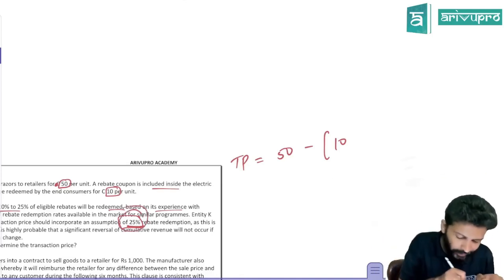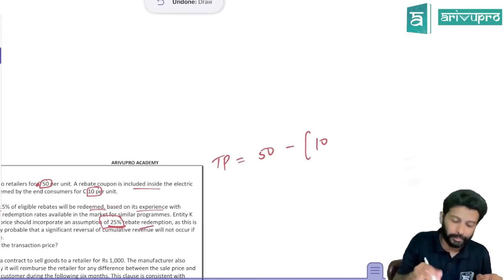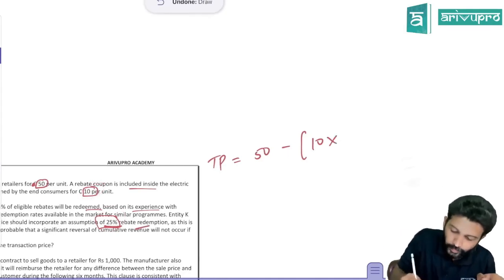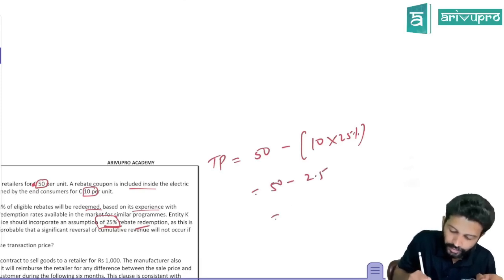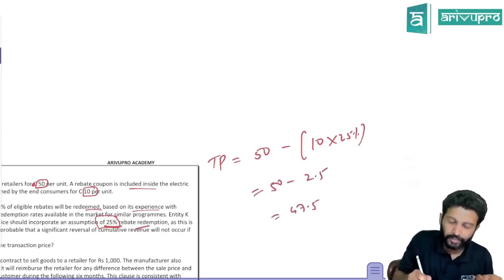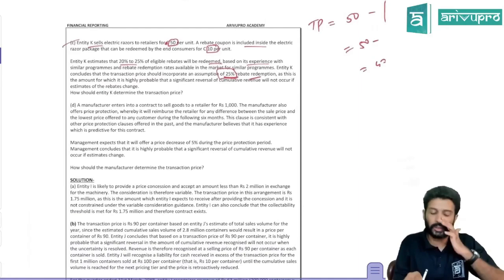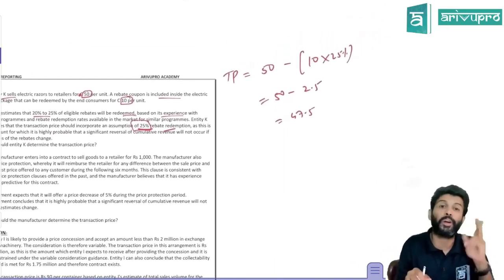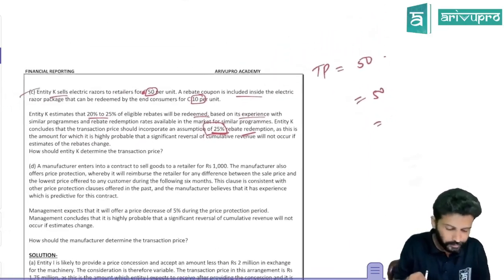No, the company feels only 25% of the rebates will be redeemed. What is the rebate cost? 10 per unit. Only 25% will be redeemed. That means the transaction price will be 50 minus 2.5, which will be 47.5 per unit. That is the answer. They've asked for the transaction price, which is 47.5 per unit, per razor.